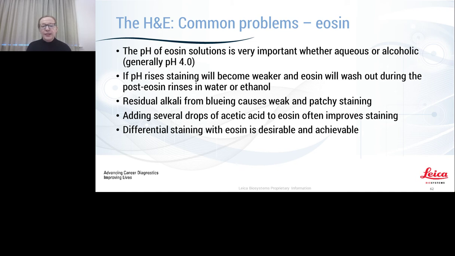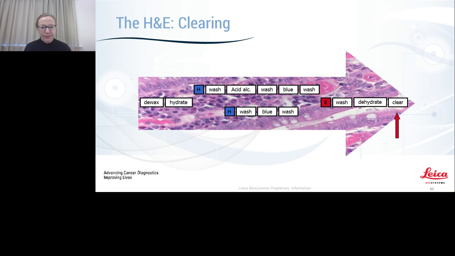However, eosin does display differential staining, and that's what you want. That is desirable and achievable. If you do have too acid an eosin, if you've added too much, you will get stronger staining, but you lose the ability of eosin to differentiate the different elements that it needs to.